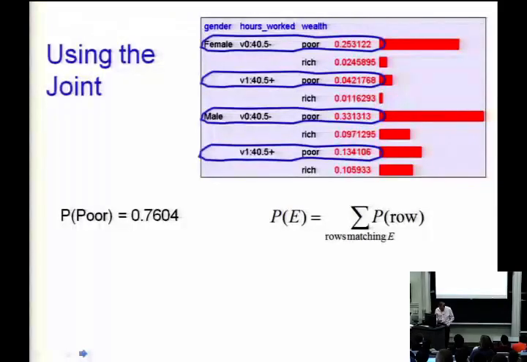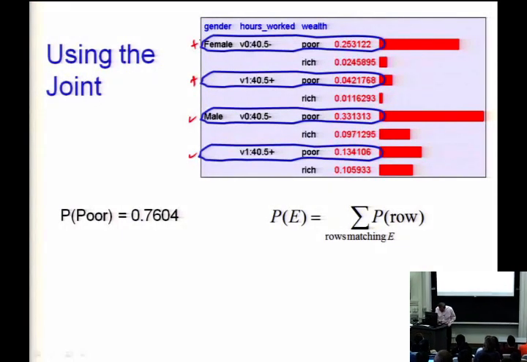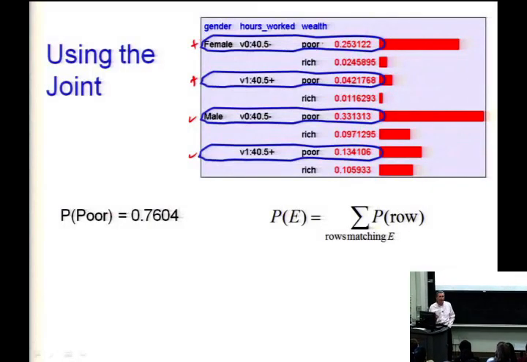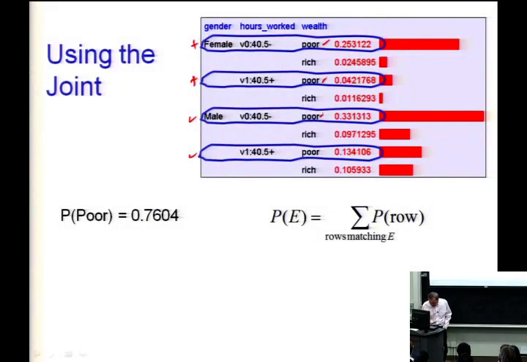Okay. We could ask, what's the probability of being poor? Well, then we have our 2 rows from before plus 2 more rows. There are 4 rows in this joint distribution table that satisfy that, and we add together the numbers, and we see the probability of being poor.